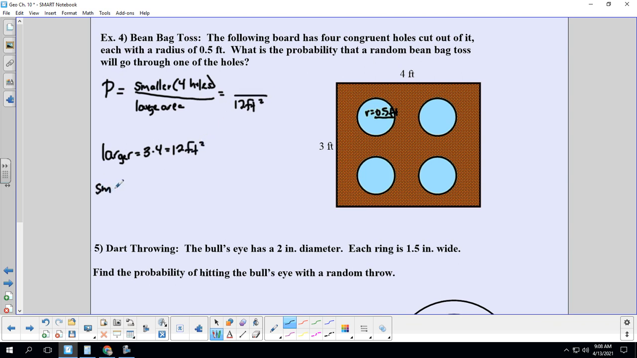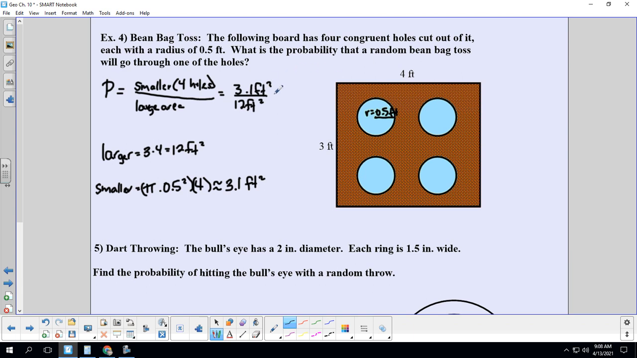And then the smaller one, well, it's the area of a circle, so that is pi times radius squared, but there are 4 of them, so we have to multiply that by 4. And I'm going to get an approximate on this guy because it didn't say to keep it in radical form. Oh, surprisingly enough, the answer is 3.1. It's pi, 3.1 feet squared.